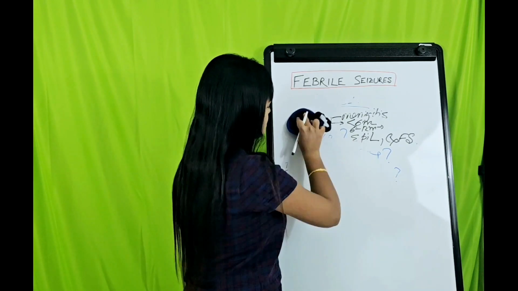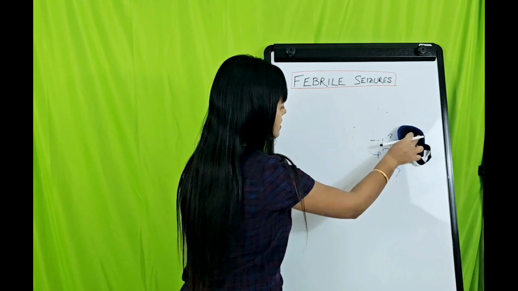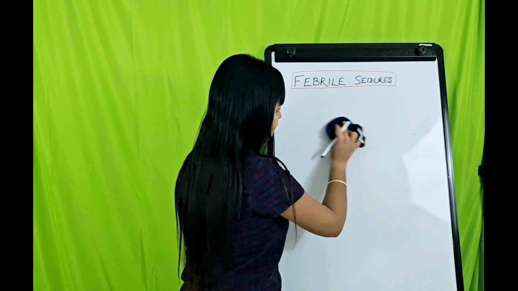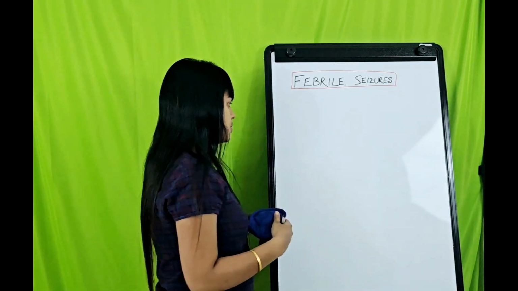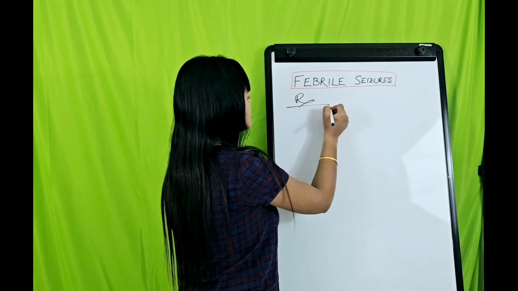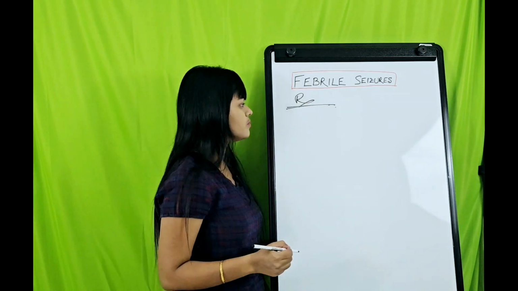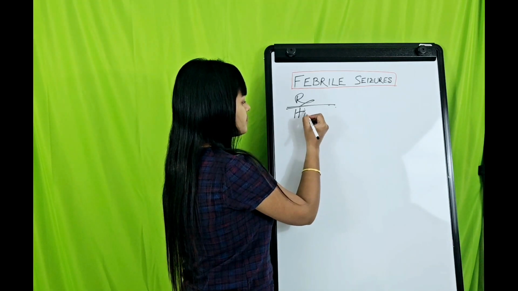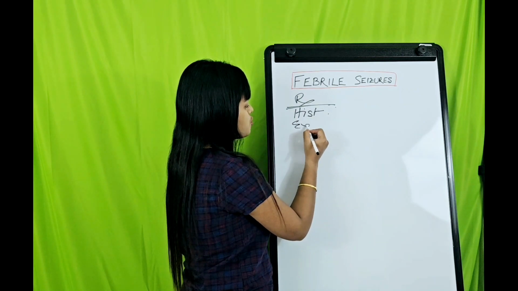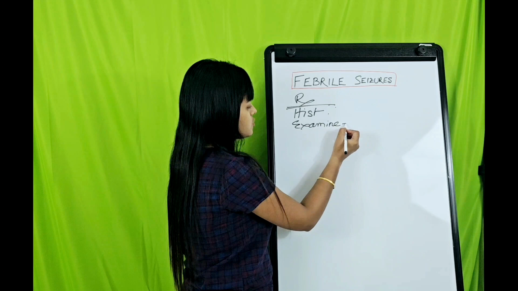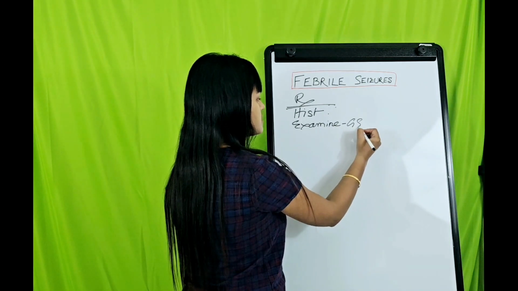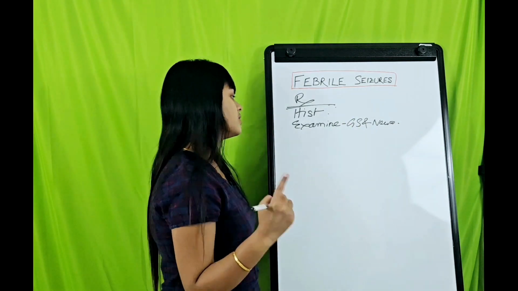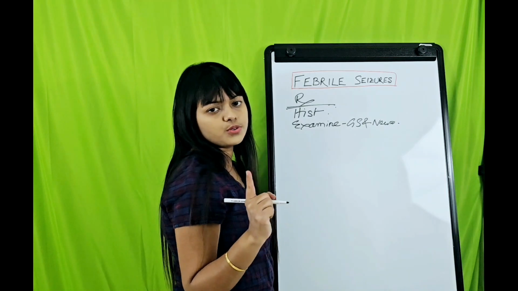Next, moving on to the most important and the last part of this lecture, that is how are you going to manage a case of febrile seizure. So in treatment, first thing is you are going to take a proper history. Then you are going to examine the child thoroughly by doing a general survey and neurological examination. Clear? Then you are going to treat the child.